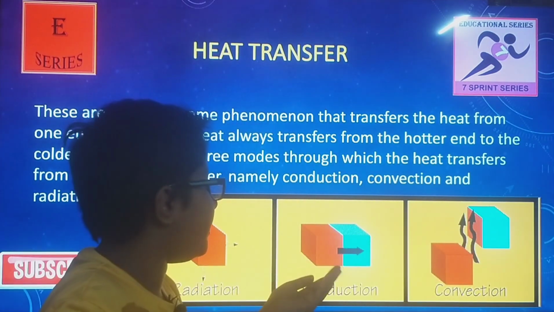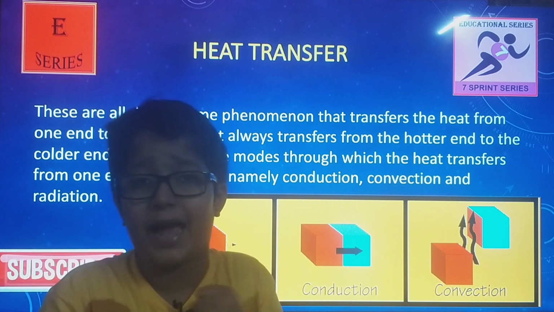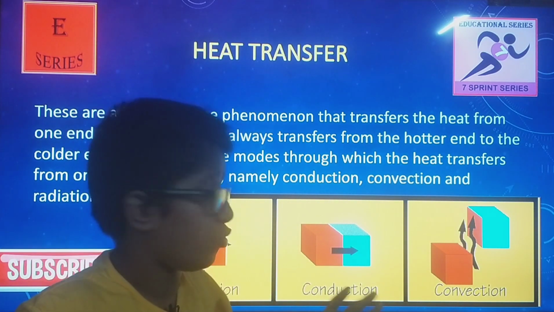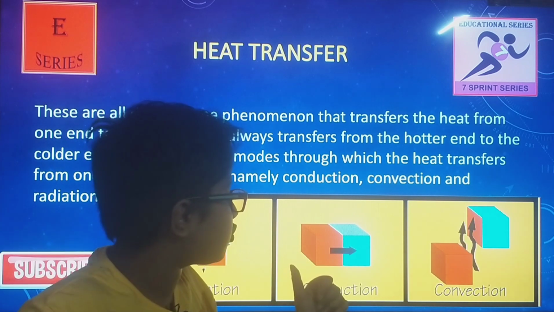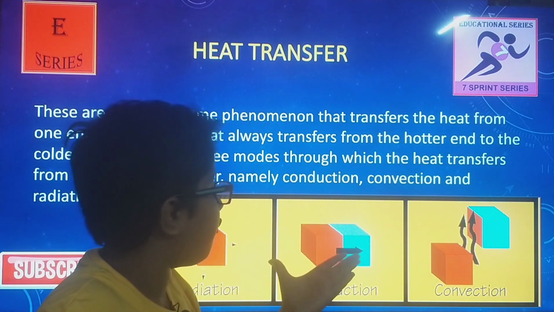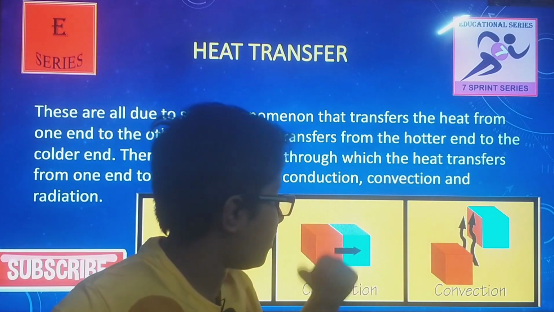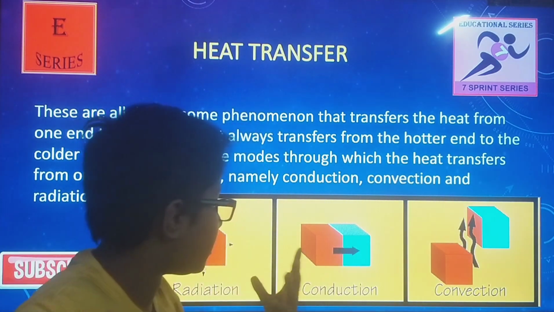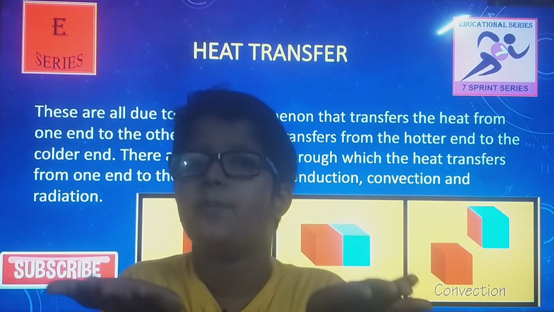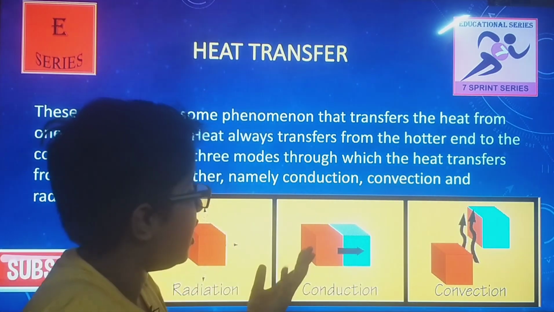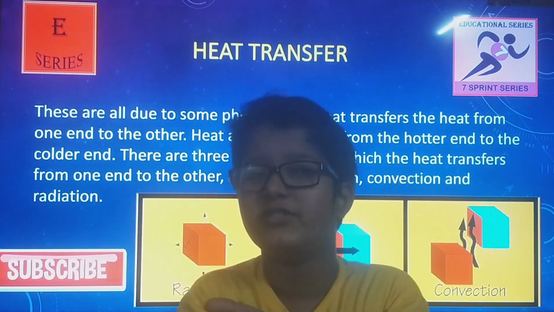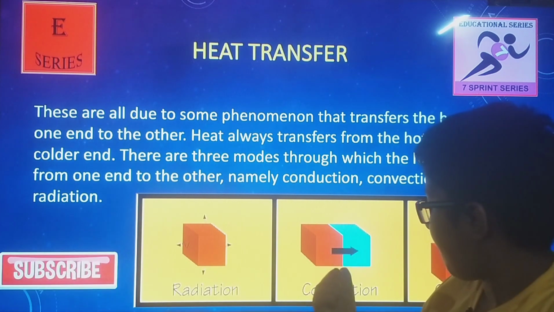In the same way, when more atoms are excited in this part of the solid, and also conduction happens only in solids, and this part is cold, and they are in contact, you can see the heat travels. The atoms excite this part also, it heats up, and this transfer keeps on until they are both at the same heat.